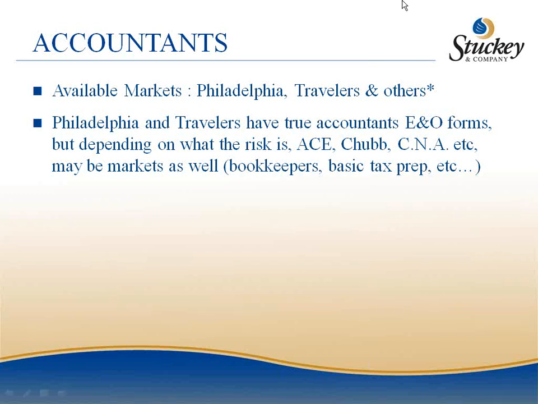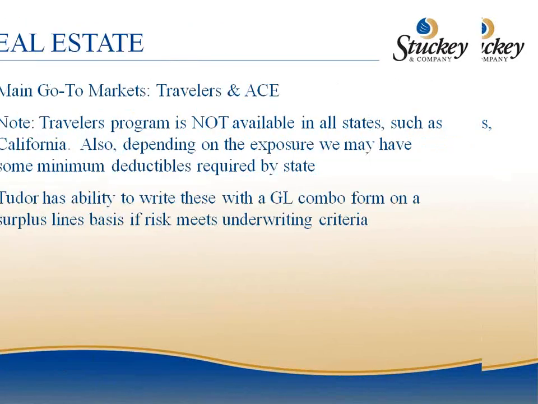If they're just doing something like bookkeeping, I can group it in with a number of carriers. Geographic location, size of the firm, all going to play a part in the pricing and carrier availability. And that's basically about it on that. I just wanted to point that out.